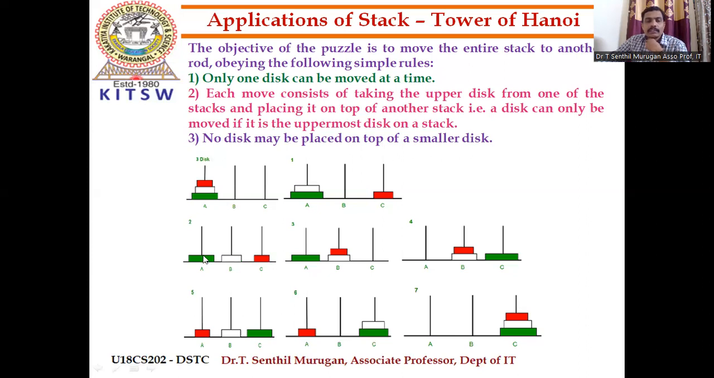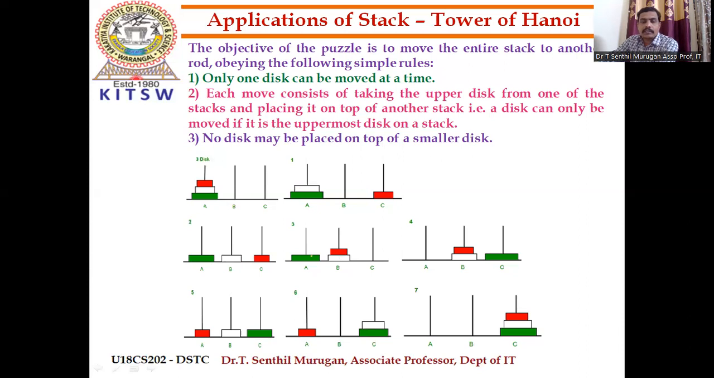Now you can check the condition. Which is smaller? If you are removing the green color, we are unable to keep these two on it because these are smaller disks. So what we have to do? This red color will be moved to the white. So the red color will be shifted to white.